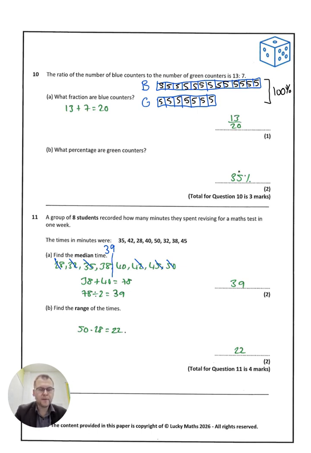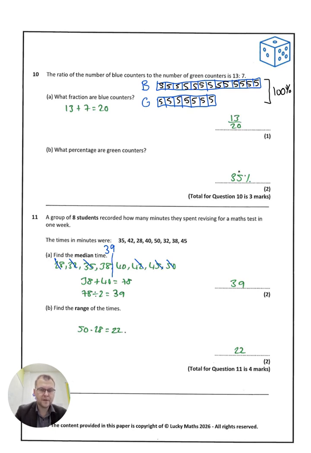Ratio question again, I'm a big fan of bar models. 13 to 7, blue to green. So firstly, the fraction of blue counters is going to be 13 out of 20 because I've drawn out 20 boxes. To do the percentage question, of course, there's a few different ways here.